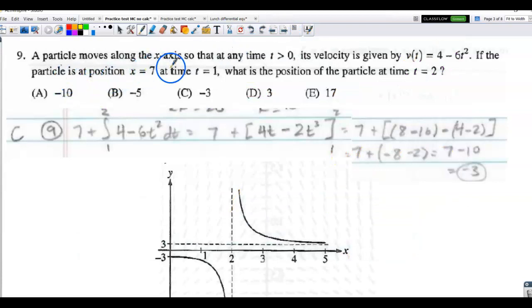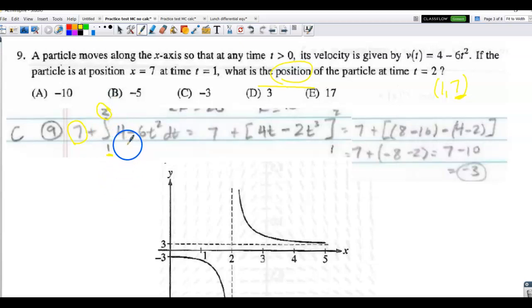In number 9, a particle moves along the x-axis at any time t greater than 0 with the velocity given. If the particle is at a position of 7 at t equal to 1, so I have the initial condition of (1, 7). What is the position? So remember, position needs position. So I have an initial position of 7. I start accumulating area at 1, and they want me to stop accumulating area at 2.